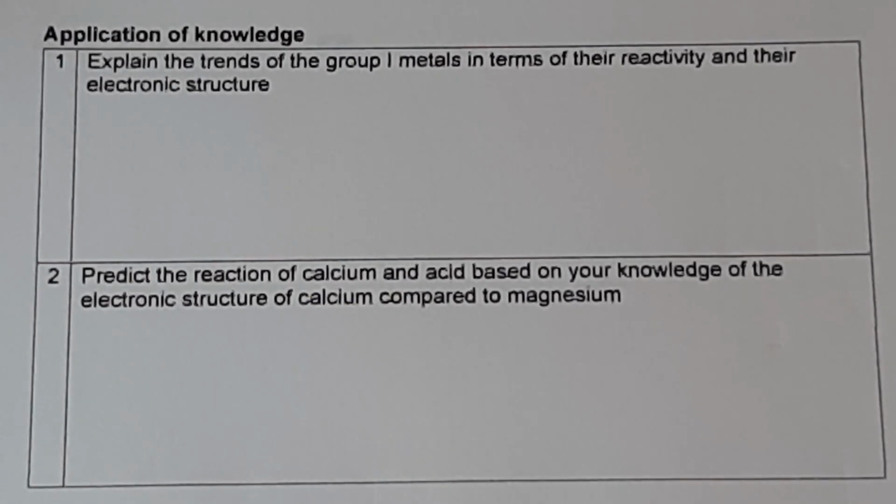Question 1, explain the trends of group 1 metals in terms of their reactivity and electronic structure. Question 2, predict the reaction of calcium and acid based on your knowledge of the electronic structure of calcium compared to magnesium. So basically, question 2 wants to know which one is going to react more violently and why. So pause the video while you answer those questions, please.